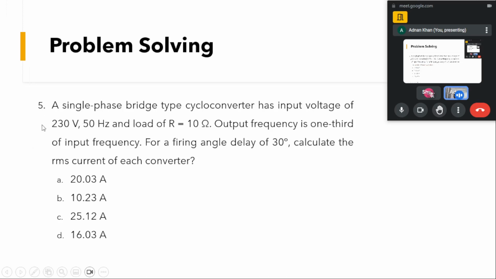So now coming to question number 5. What is asked in question number 5 is, a single phase bridge type cycloconverter has an input voltage of 230 volts and 50 hertz, and a load of 10 ohms. The output frequency is 1/3 of the input frequency. For a firing angle delay of 30°, we have to calculate the RMS current of each converter.